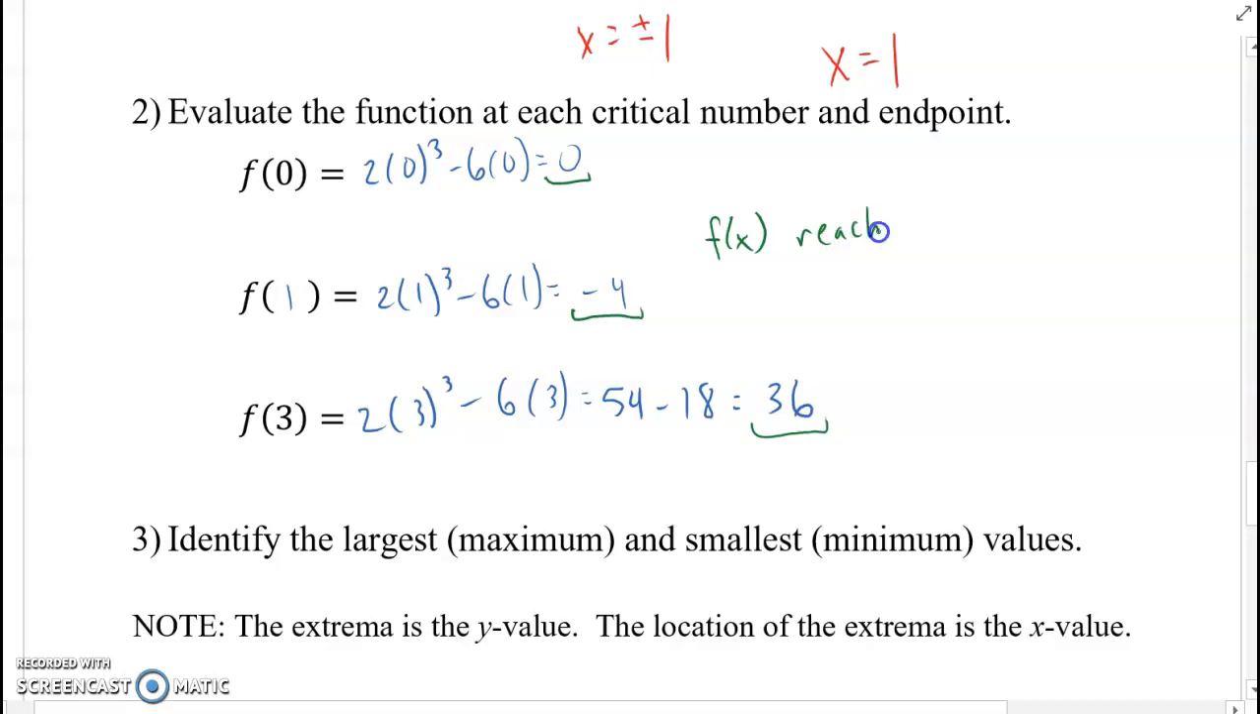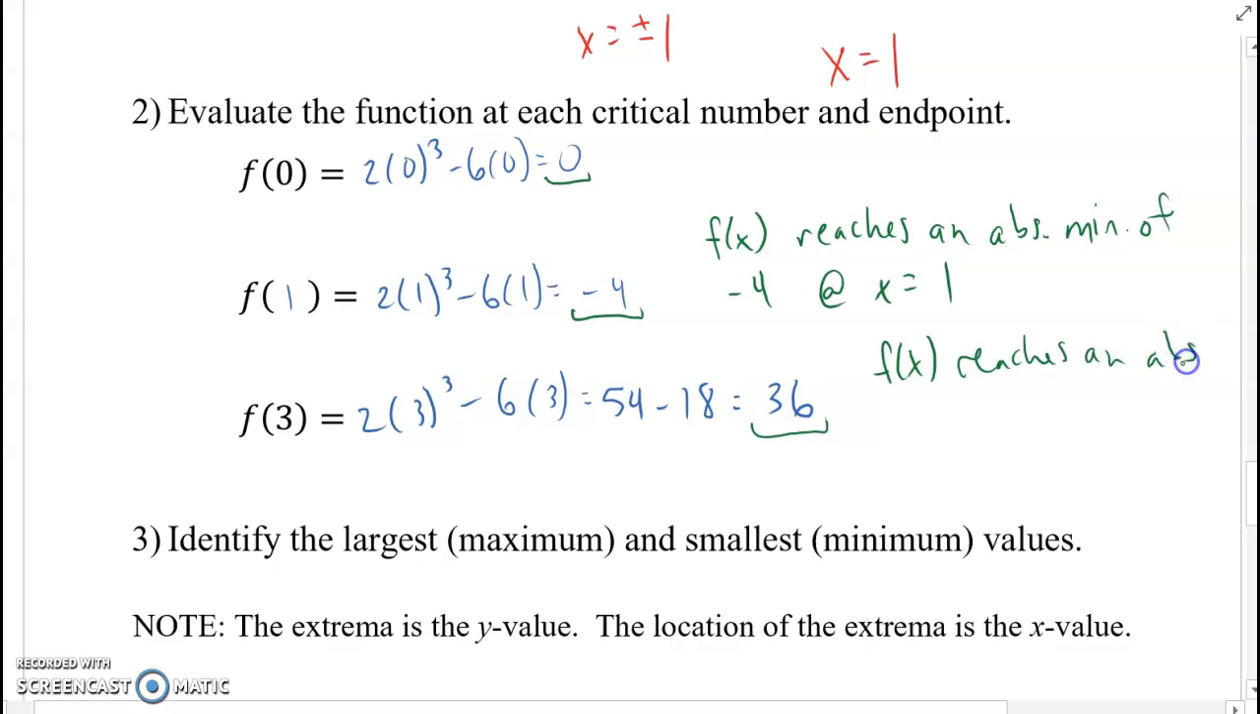So we look at the smallest value, which is negative 4, so f of x reaches an absolute minimum of negative 4 at x equals 1. Furthermore, f of x reaches an absolute maximum of 36 at x equals 3.